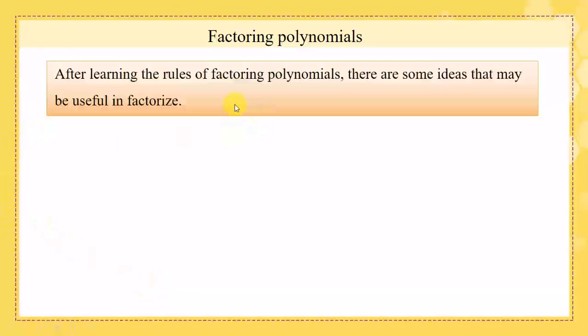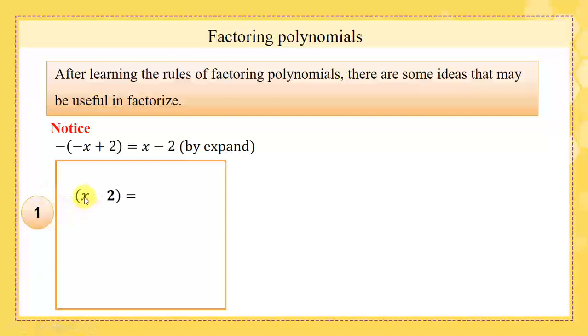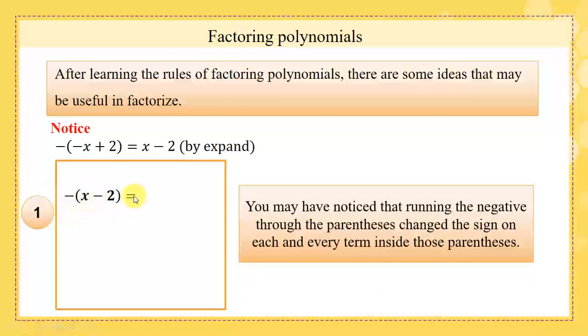Factoring polynomials. After learning the rules of factoring polynomials, there are some ideas and techniques that may be useful in factorizing. Please note that negative times (negative x plus 2) equals x minus 2, since a negative sign outside the parentheses changes the sign of every term inside after removing the parentheses. Negative times (x minus 2) equals positive times (negative x plus 2). When you change the sign outside, you change the sign of every term inside.